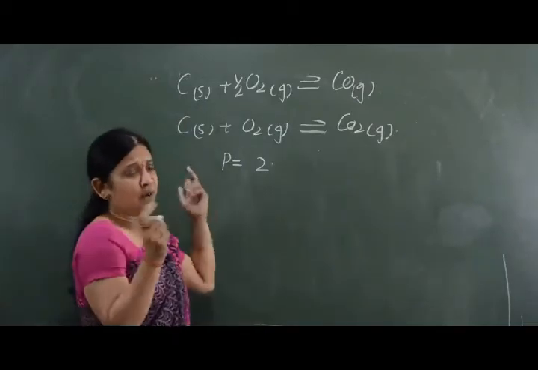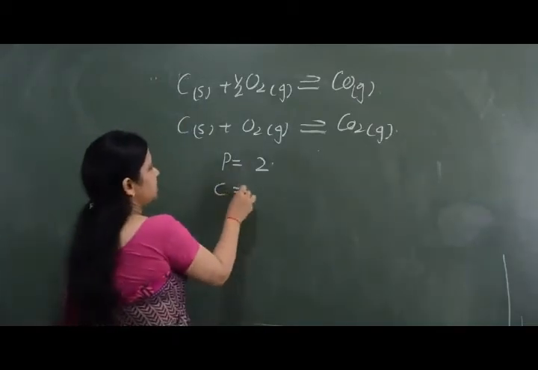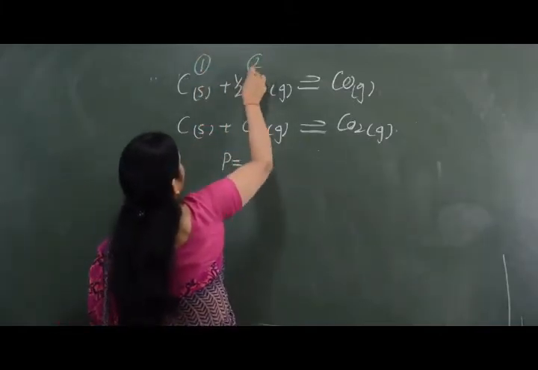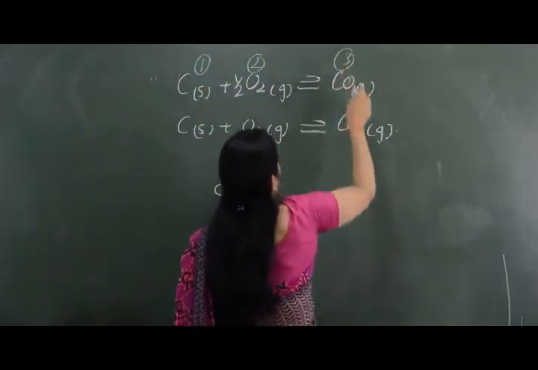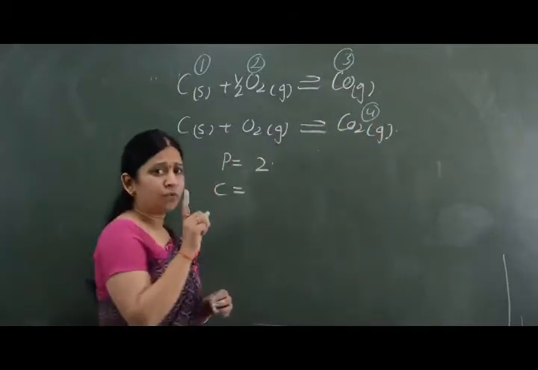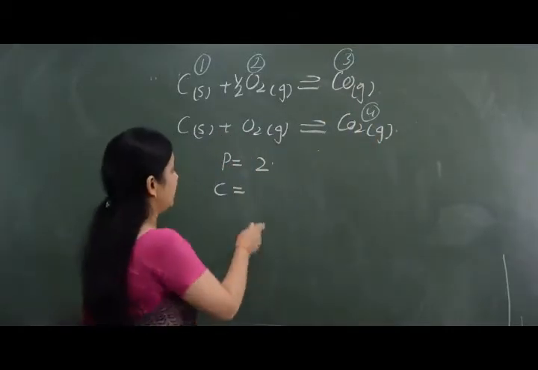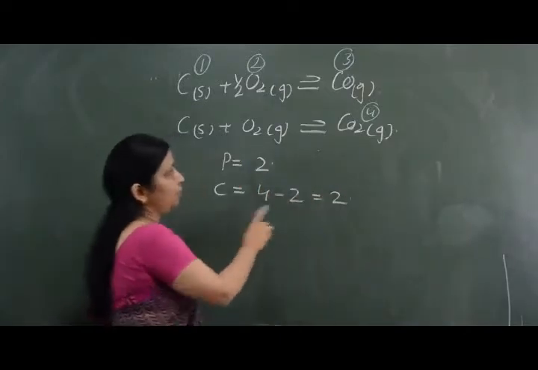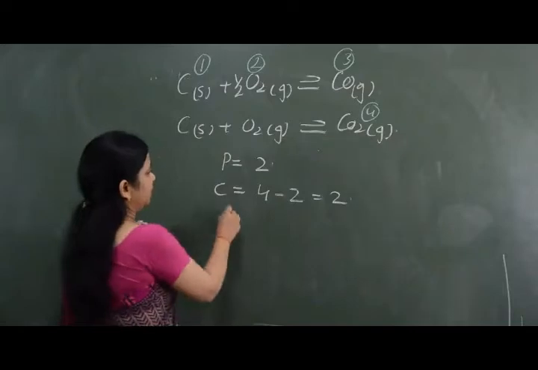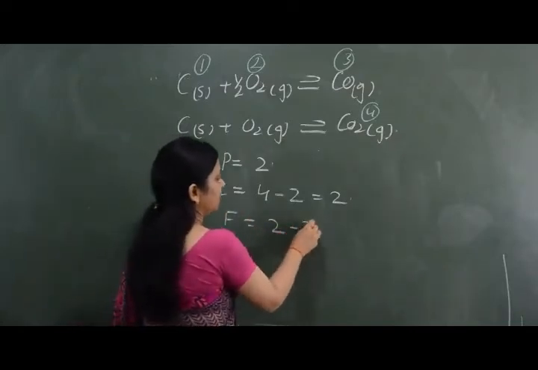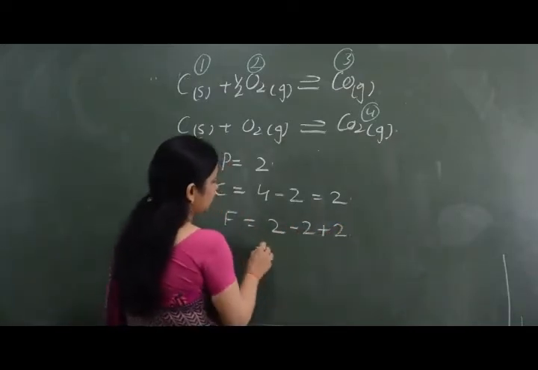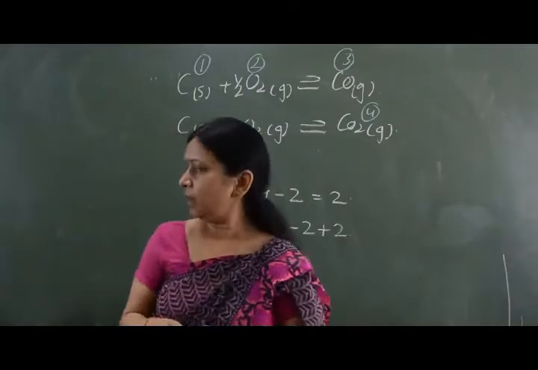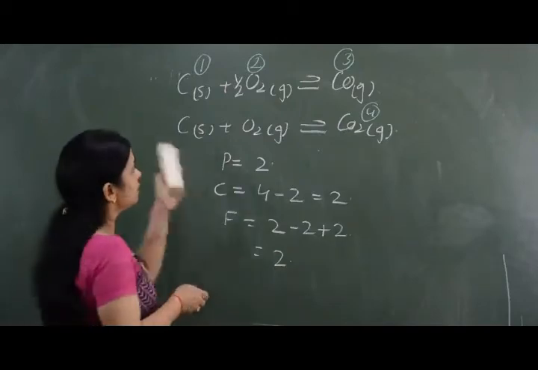These 2 solids are the same. If we talk about substances, then how many components are there? 1, 2, 3 and 4. So we have 4 substances, and these 4 substances are related by 2 equations. So the number of components will be 2. So the degree of freedom is 2 minus 2 plus 2. So the degree of freedom is 2 here. So this is another example. Then we come to the next example.